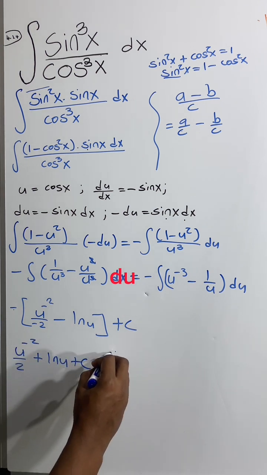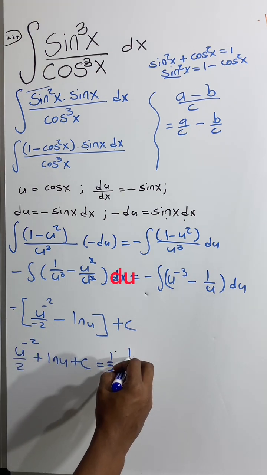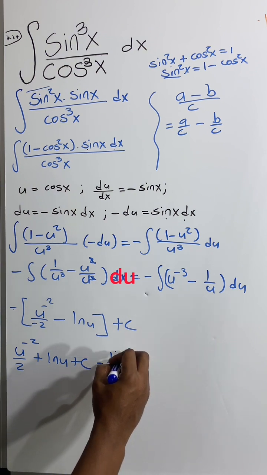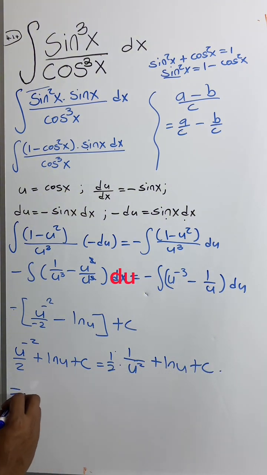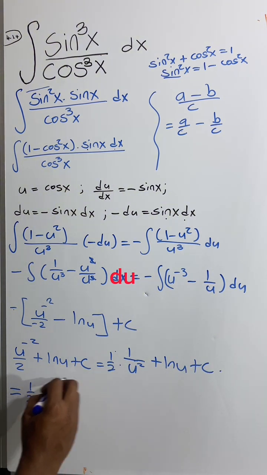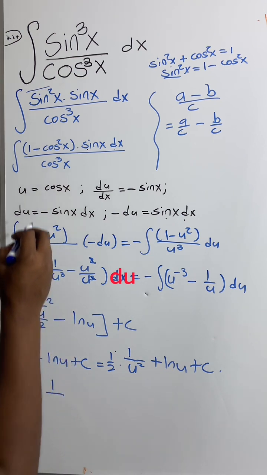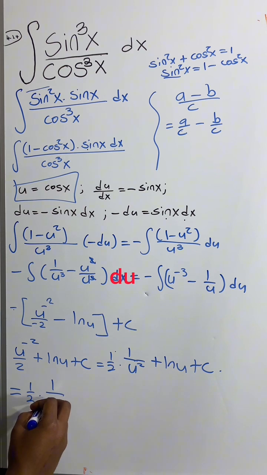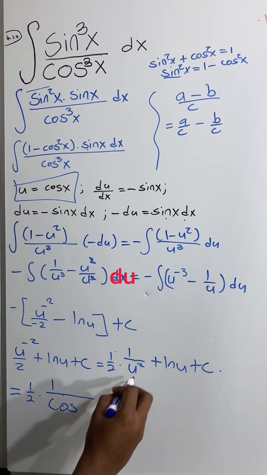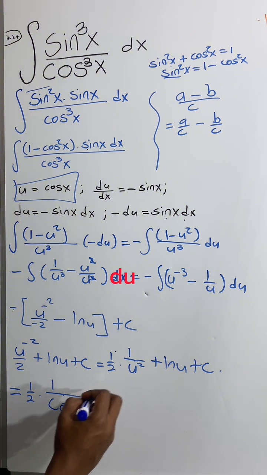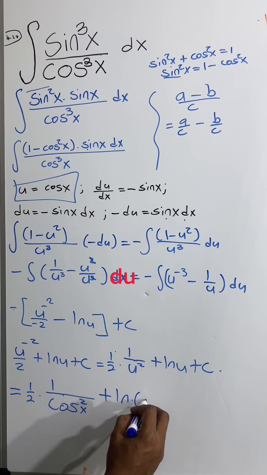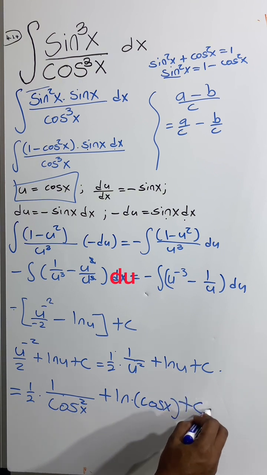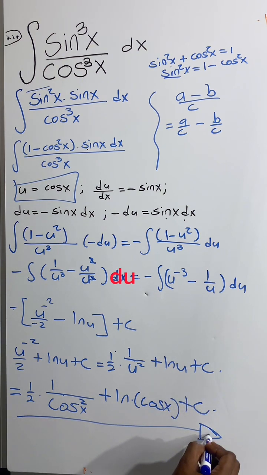U to the power negative 2 can be rewritten as 1 over u squared plus ln u plus c. So we said that u is equal to cos x. So in the place of u, we substitute that cos, but that u is squared, so we also square the cos, plus ln of cos, not sine, cos x plus c, and we have this as our final answer.